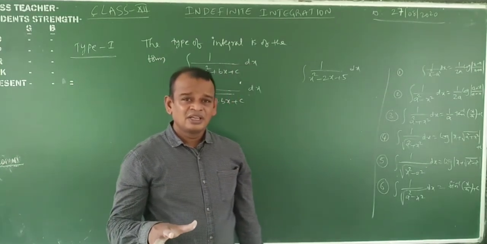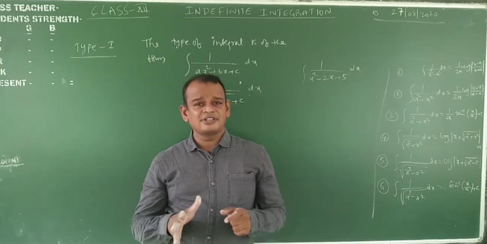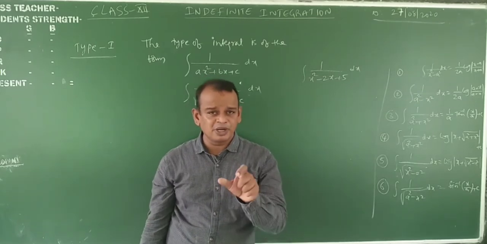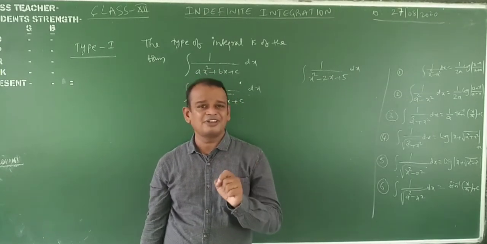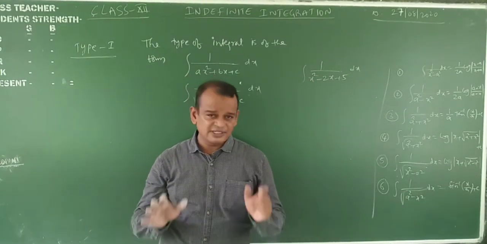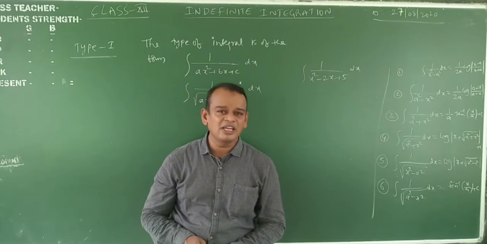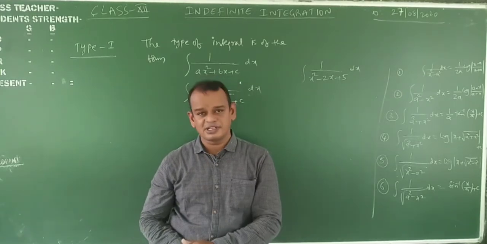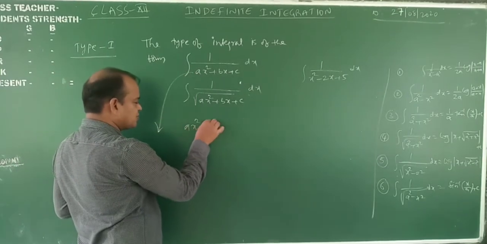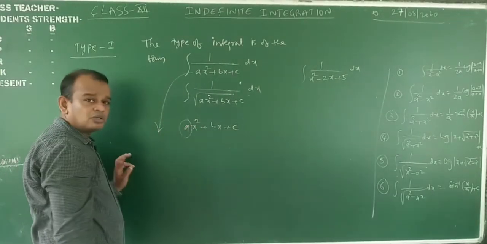That can be written as the sum or difference of the perfect squares of two numbers. You remember that one. How to write it? In this type of question, always, 100%, the coefficient of x square must be positive and equal to 1. First step: making the coefficient of x square equal to 1. Here, how to convert ax square plus bx plus c? The coefficient of x square must be positive.